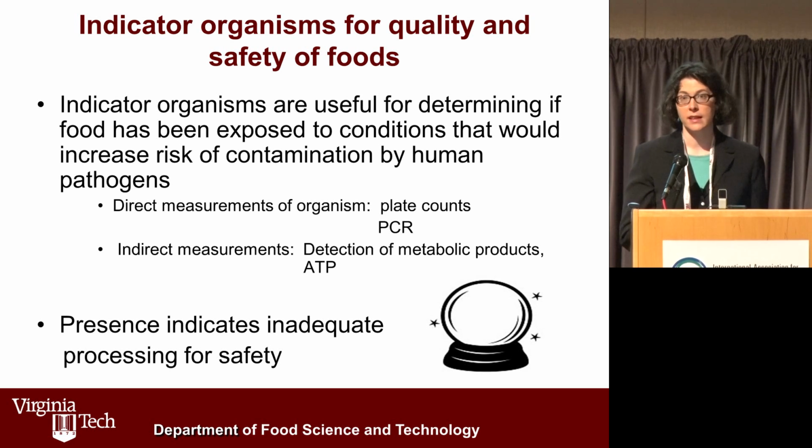There are standards that exist for confirming whether or not your process is clean enough or your surfaces are clean enough as you go forward. These indicator organisms can also be really useful for indicating whether or not there was inadequate processing for safety, or whether contamination happened after the kill step was put into place as well.